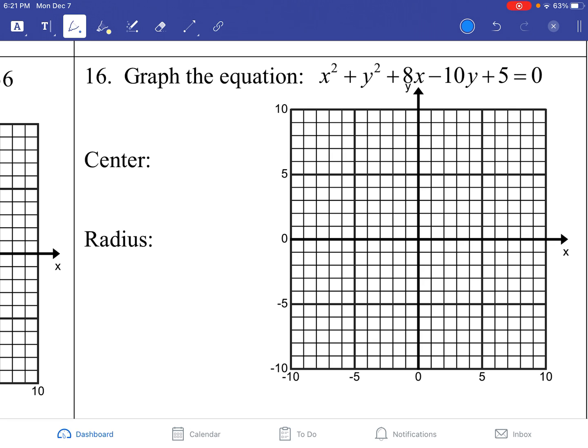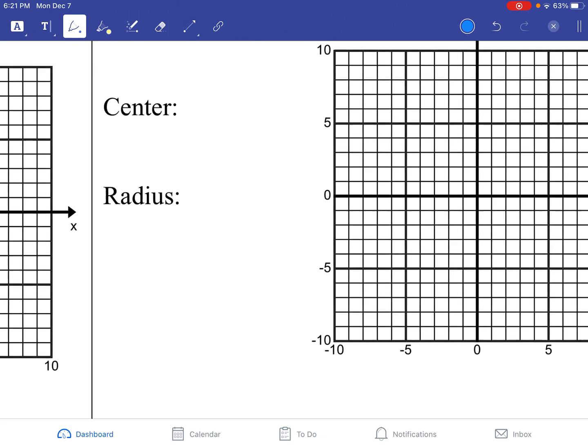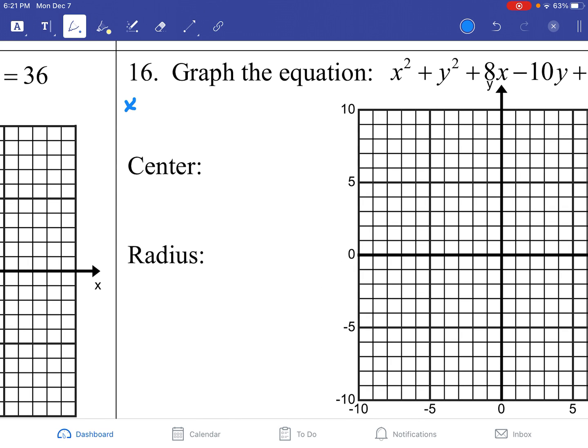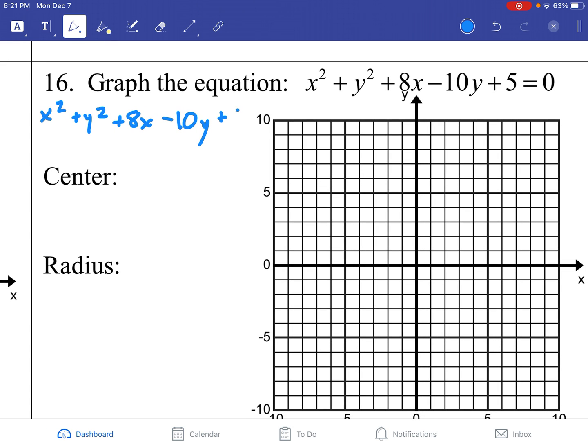So we're going to take the 8 and the 10, and we're going to divide them by 2. And we're going to square those answers. So we're going to have, let's put it down, where do we want to put it? We'll put it right here. We're going to have x squared plus y squared plus 8x minus 10y plus 5.